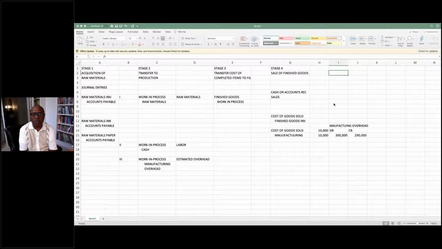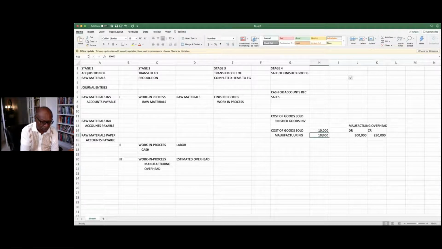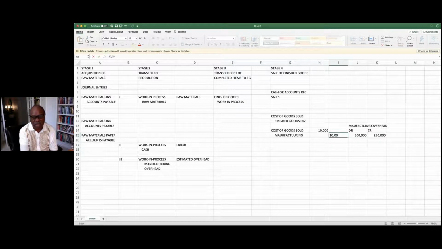Professor? Mm-hmm. So when we do the last one, cost of goods sold and manufacturing overhead, we also have to do the manufacturing overhead journal entry together with it? Yeah, in stage 4 is when we do it. And for the first two, where you did cash and sales, cost of goods sold and finished goods inventory, those have to go together as well? They come together. Correct. So you can't have one without the other. Yep.